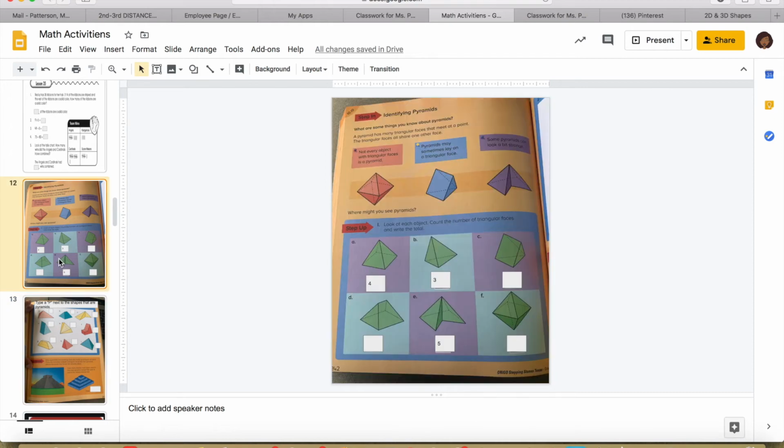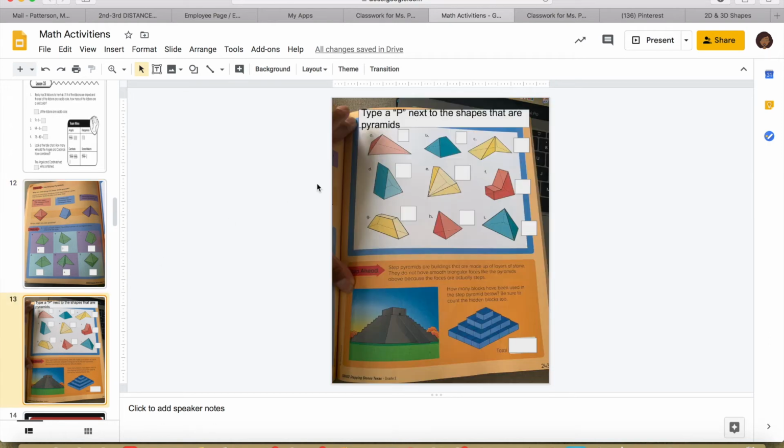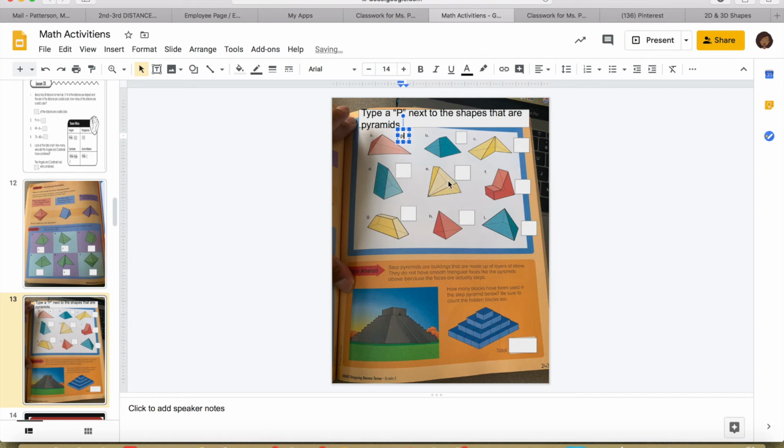Let's see what else. The triangular faces all share one other face. Well, 1, 2, 3 looks like they're all sharing this face right here. So yeah, I'm going to put my P because that looks about right to me. Now let's look at this one.